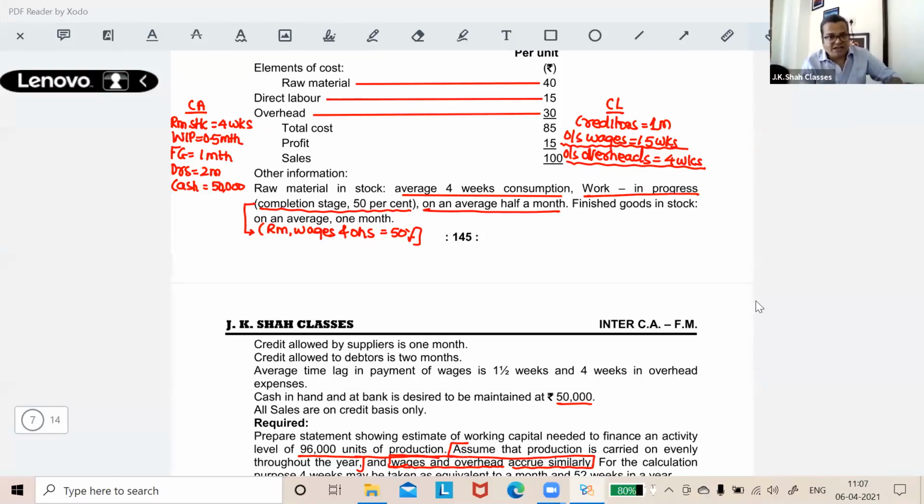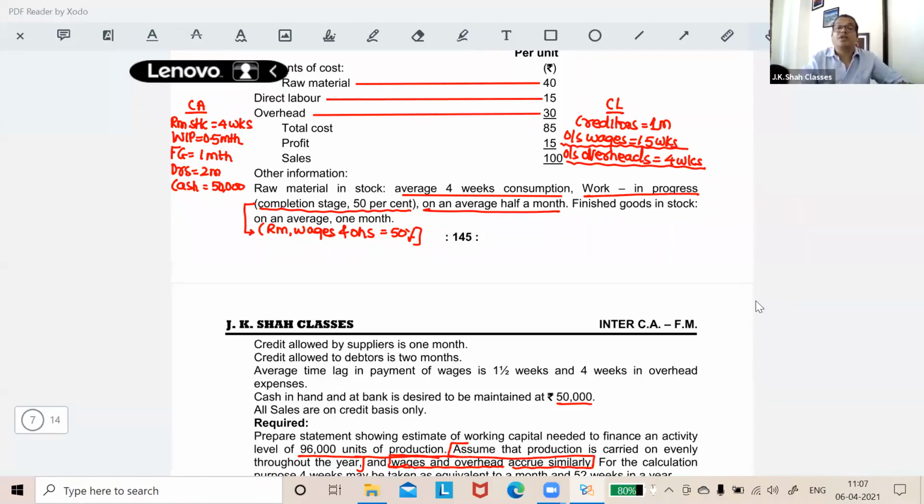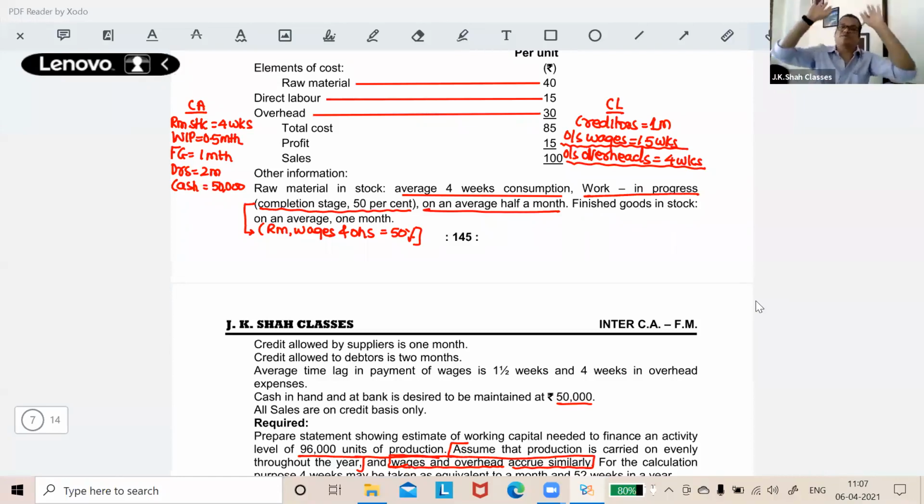Every day at the end of the day, the accountant makes a record: wages outstanding for a day, overhead outstanding for a day. The second day he records wages outstanding for 2 days, overhead outstanding for 2 days, and so on. But the moment wages become outstanding for 1.5 weeks, he makes a payment of wages. Overheads still continue to be recorded. They are paid after 4 weeks. Are you clear on what I said? So, they accrue similarly doesn't have any impact on your solution. Am I clear on this?